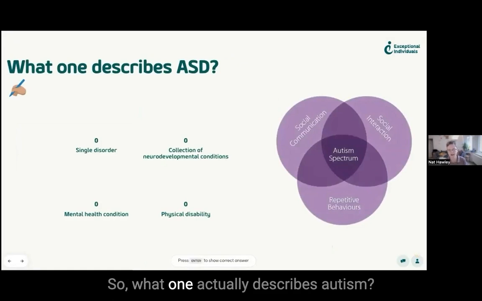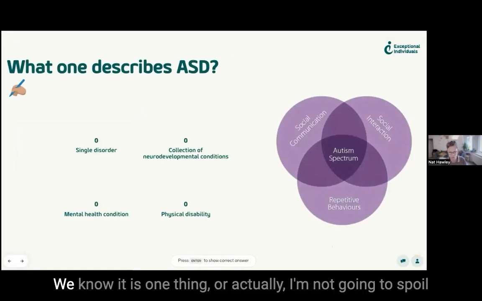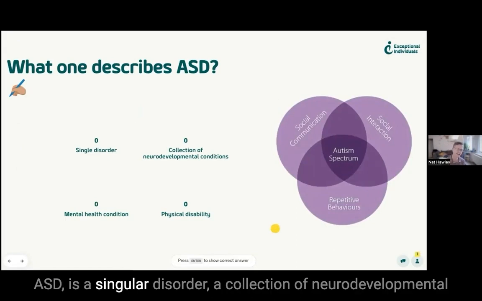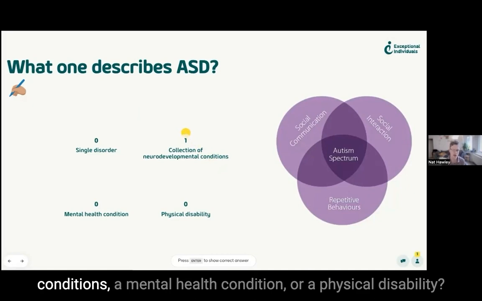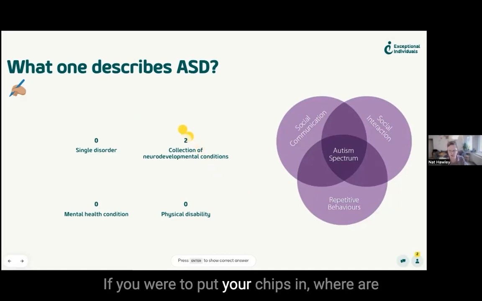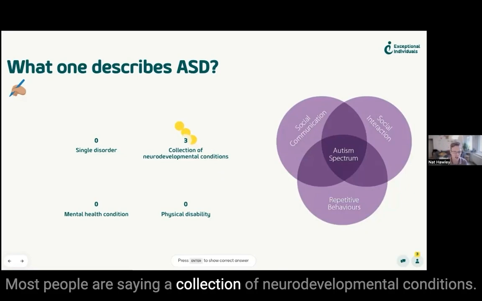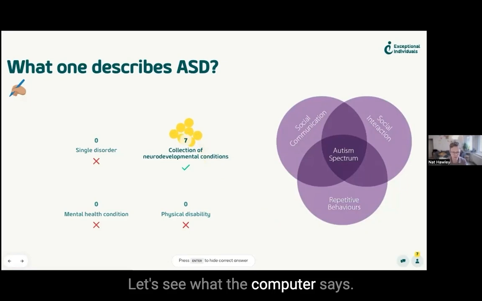So, what actually describes autism? Is it one thing? I'm not going to spoil anything, but do we think autism spectrum disorder, ASD, is a singular disorder, a collection of neurodevelopmental conditions, a mental health condition, or a physical disability? If you were to put your chips in, where are you going to place all your money? Oh, okay. Most people are saying a collection of neurodevelopmental conditions. Let's see what the computer says.